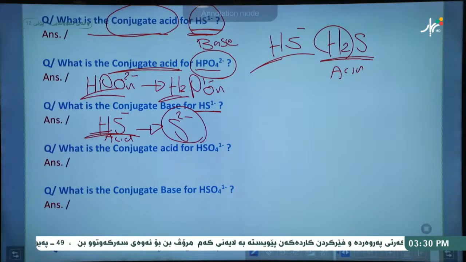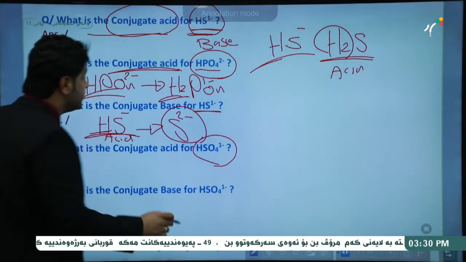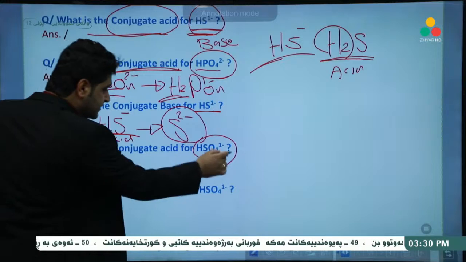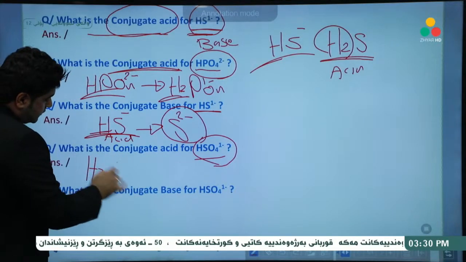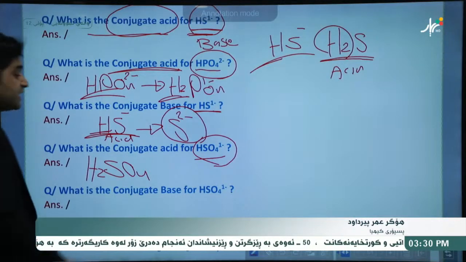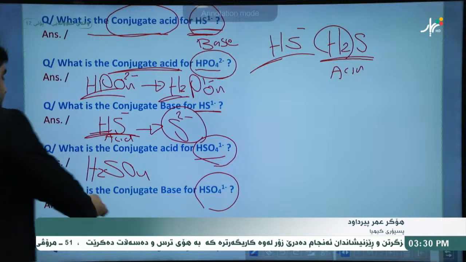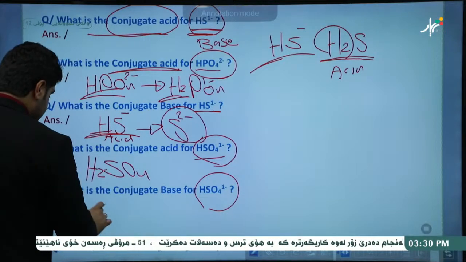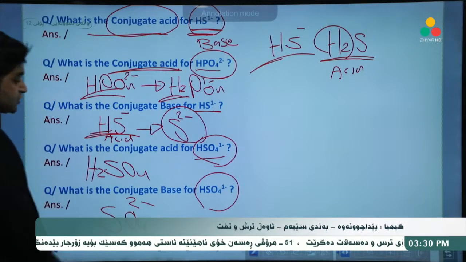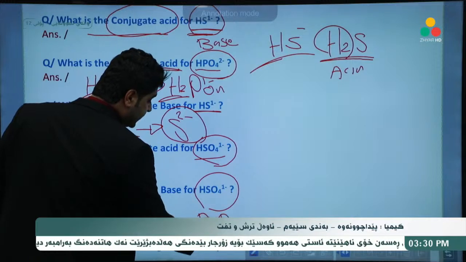What's the conjugate acid for HSO4-? Oh, for a conjugate acid, we should increase the number of protons. So it will be H2SO4 immediately. What's the conjugate base for HS-? Oh, in that case, we should decrease the number of protons because it asks to create a conjugate base. So we should release a proton, decreasing the number of protons by 1.